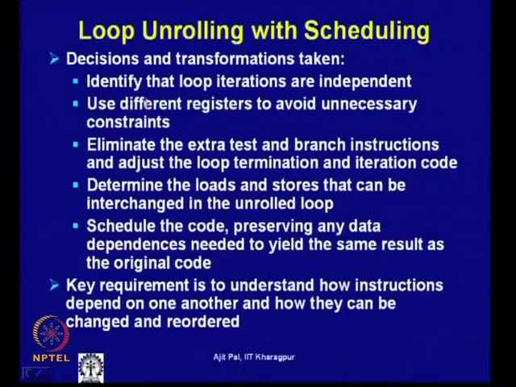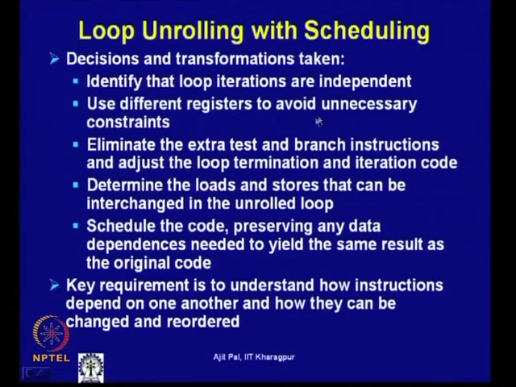In our example, we have seen the operations being performed in two different iterations are completely independent, because operations were being performed on different elements of the array. Since they are performed on different elements of the array, they are independent, but it may not happen for all kinds of loops. So, the first thing that you have to see is whether the loop iterations are independent.